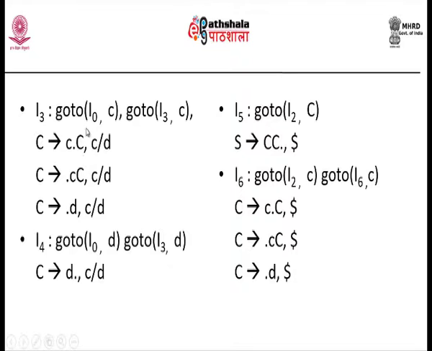Now, this is my capital B, beta is epsilon, A is again C slash D. So, I have to add the productions of capital C with a C slash D as your end marker. So, C produces dot CC comma C slash D, C produces dot D comma C slash D. So, I4 will be goto of I naught comma D, which is again C produces D dot comma C slash D, and I5 will be, so I am done with I naught.